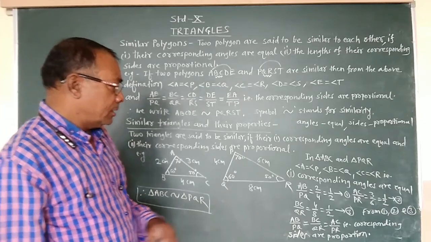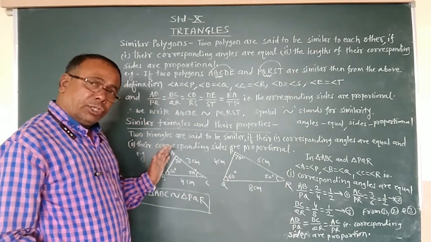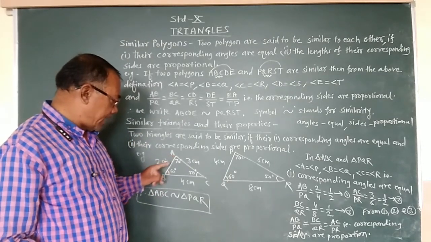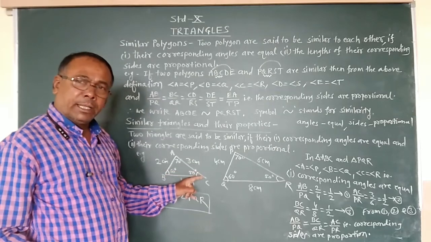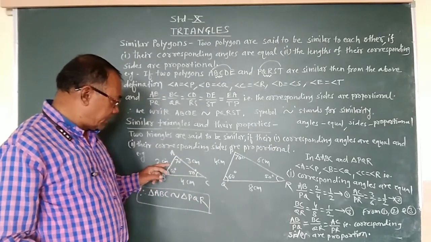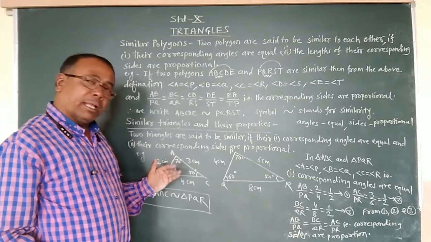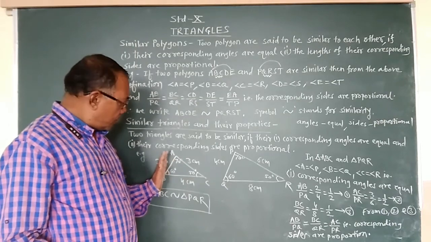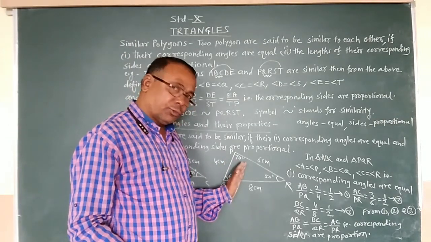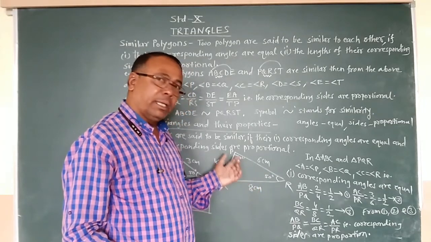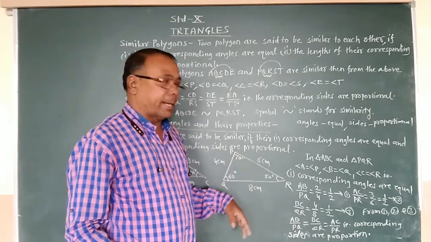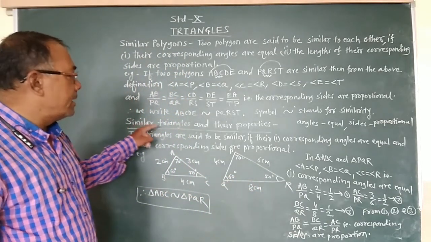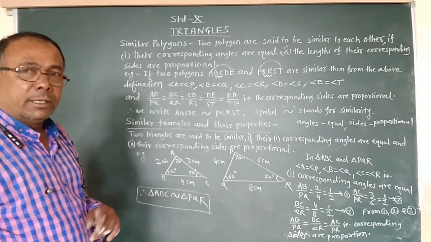Mind you that each triangle has a total of 6 parts. Here 3 angles, 1, 2, 3, and 3 sides. Means 3 angles plus 3 sides means 6 parts are there. Means the 6 parts of one triangle should satisfy the condition with the 6 parts of the other triangle. So in this way, we have seen about similar triangles or similarity of triangles.